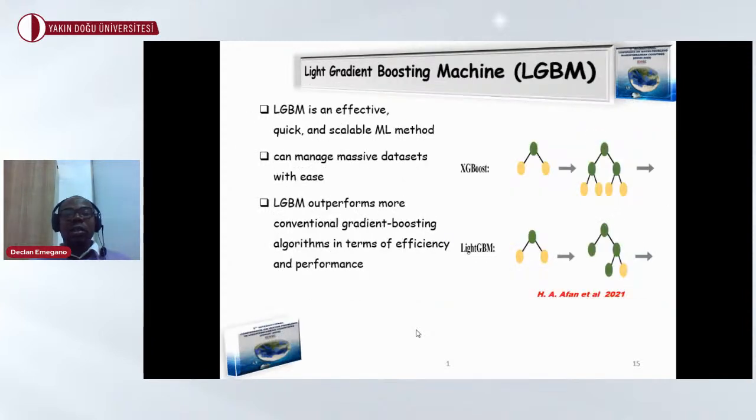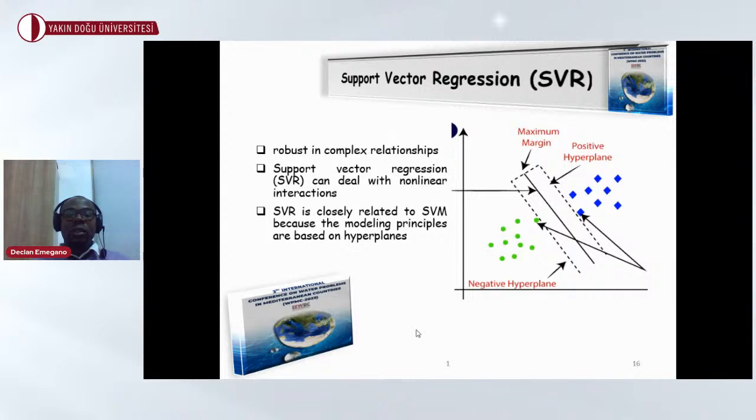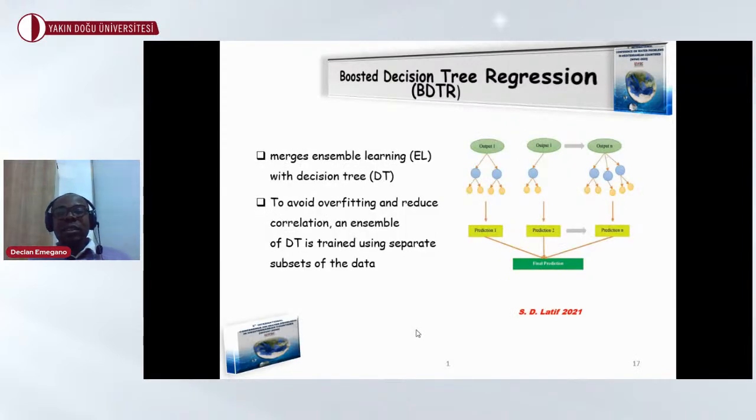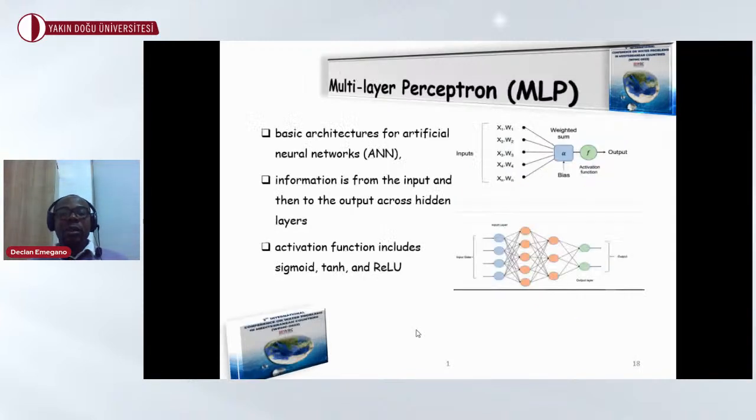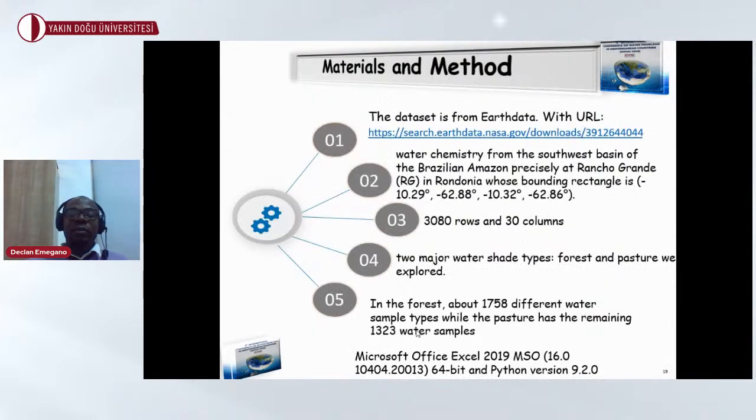We also use a light gradient boosting machine. This one is a quick and scalable machine learning method. So we didn't stop. We also apply support vector regression and boosted decision tree analysis. So these are the models we employed in this study. And as you can see, we also applied a multi-layer perceptron. So that makes up these 7 models.